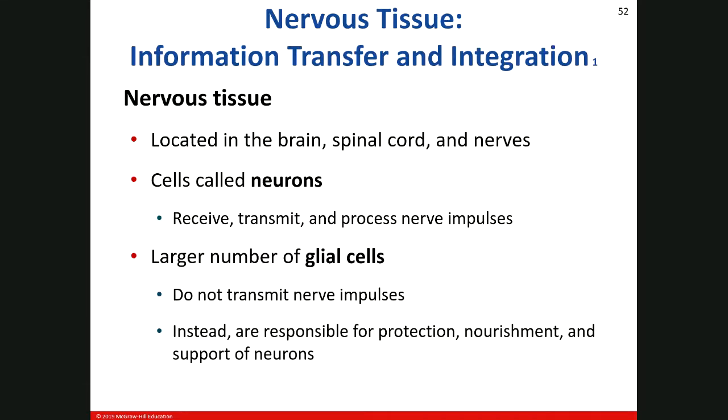All right, folks, one more tissue to go. That's nervous tissue. Where are you going to find nervous tissue? You're going to find it in 3 places: your brain, your spinal cord, and nerves. The brain and spinal cord make up your central nervous system, or CNS, and then the nerves make up the peripheral nervous system, or the PNS.